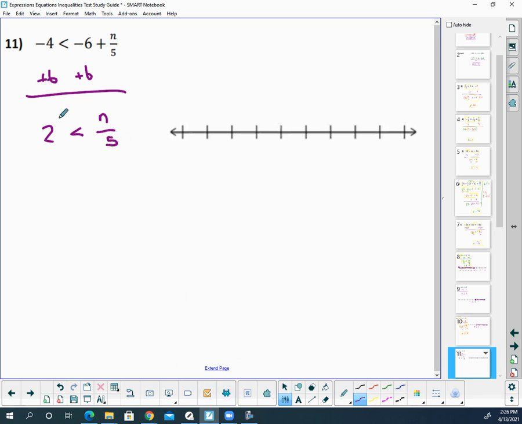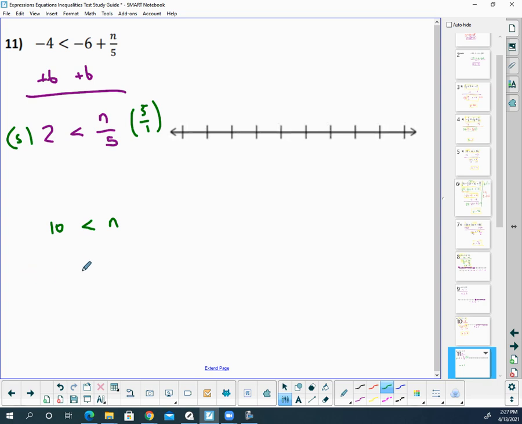Now, I don't want n over 5. I want just one n. So I'm going to take this side and multiply by 5 over 1, which is the reciprocal of, imagine an invisible 1 next to this n, so 1 over 5. That becomes 5n over 5, which is just 1n. Well, if I multiply one side by 5, I need to multiply the other side by 5, and I get 10. So I get 10 is less than n.